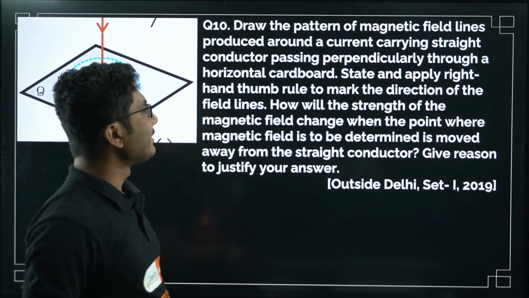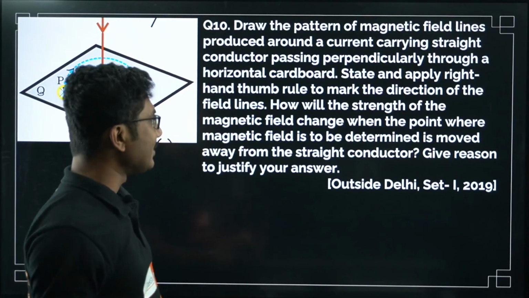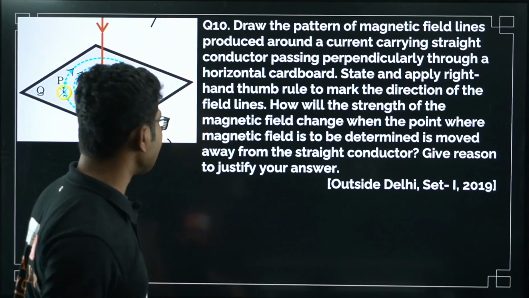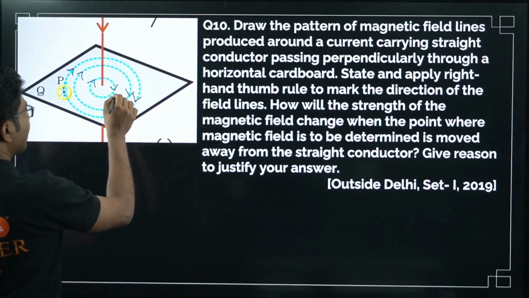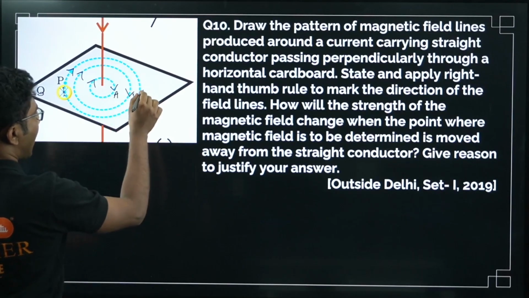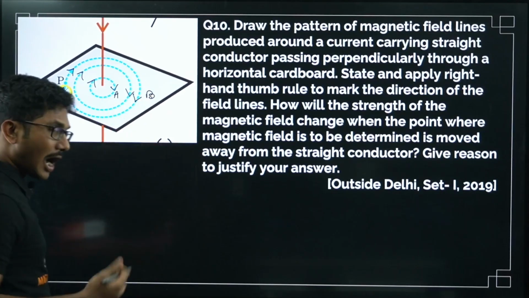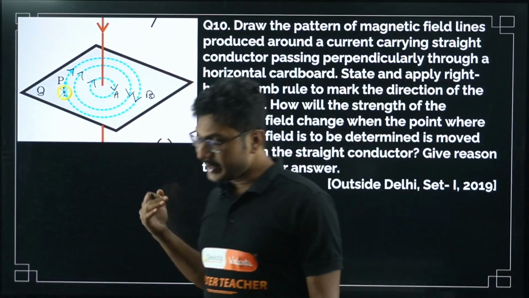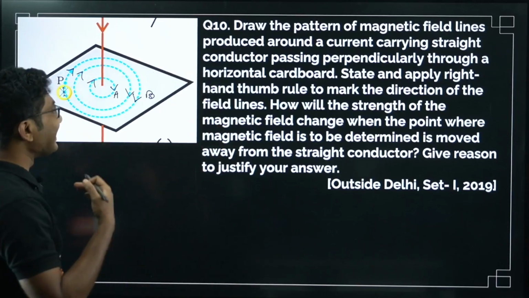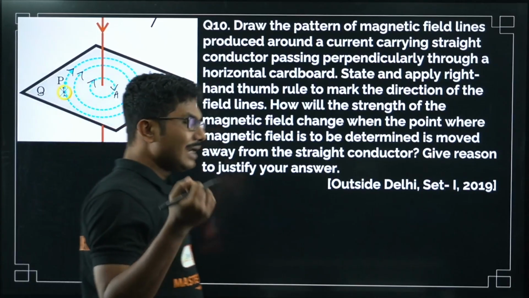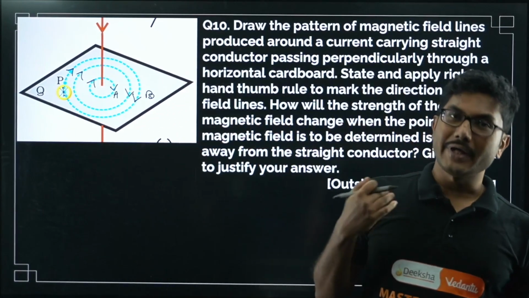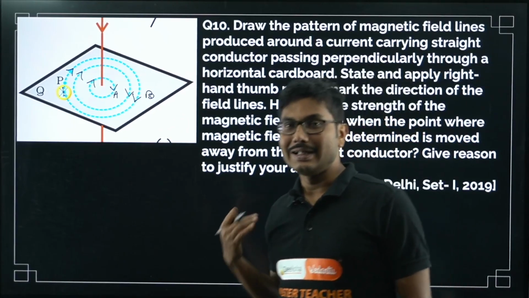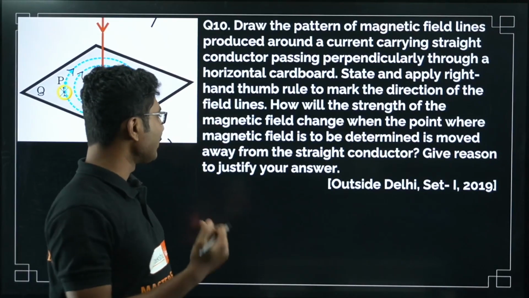Now, how will the strength of the magnetic field lines change when the point where the magnetic field is to be determined is moved away from the straight conductor? Suppose you are initially at this point A and you have moved to point B, how will the magnetic field strength change? So the magnetic field strength will decrease, as you are moving away from the current carrying conductor. Okay, give reason to justify your answer.